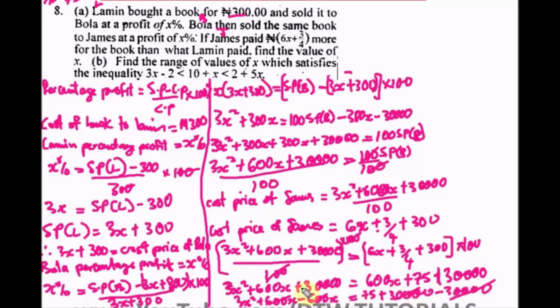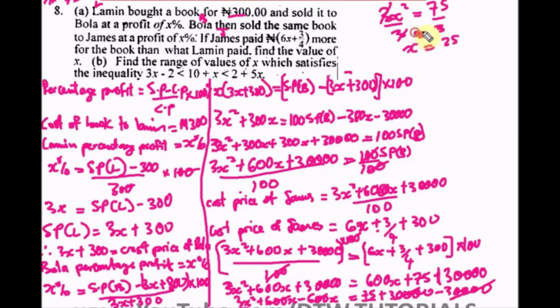Okay, and this will also give us 0. So what are we left with? We're left with 3x squared, and we're left with 75. So we have here 3x squared equal to 75. From here we can divide both sides by 3. In dividing both sides by 3, what do we have? 3 in 75 will give us 25. This is x squared here.